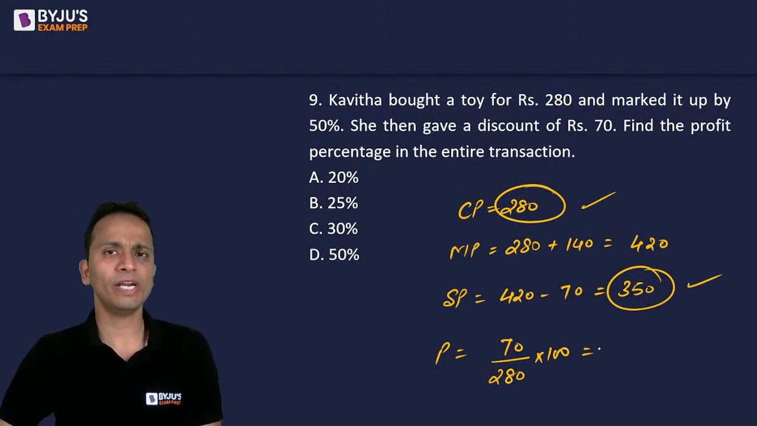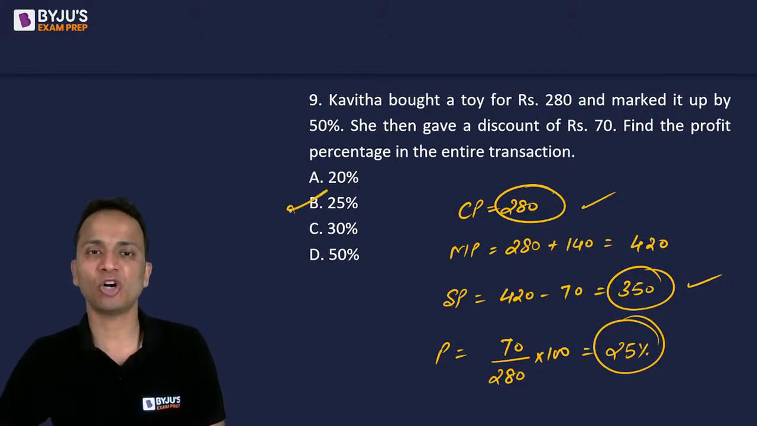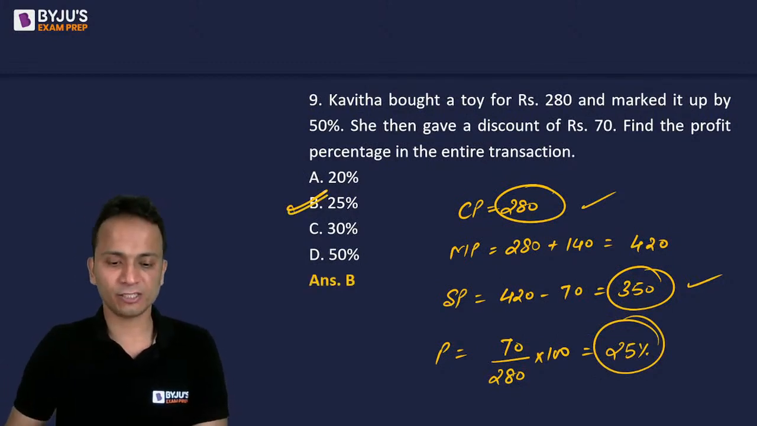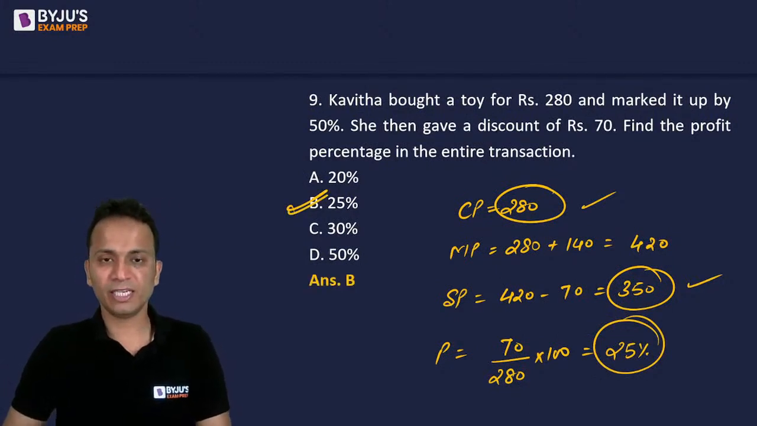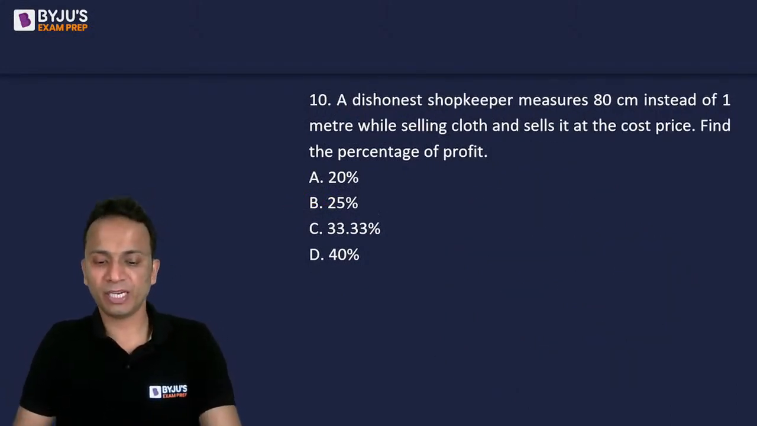Okay, 70 upon 280 1/4 होता है. So 1/4 of 100 will be 25 percentage. So 25 percentage, option B is the correct answer for this one. ठीक है, सिंपल क्वेश्चन था. नेक्स्ट क्वेश्चन, क्वेश्चन नंबर 10.